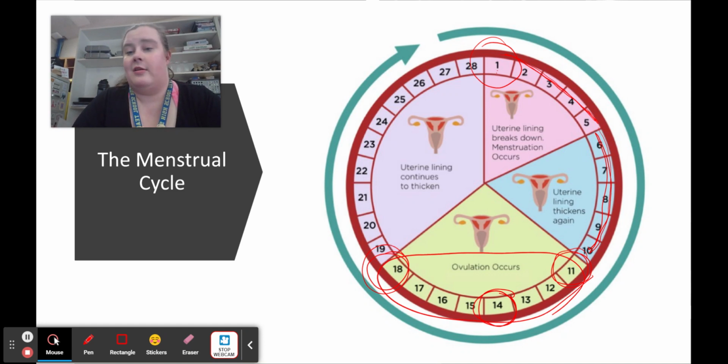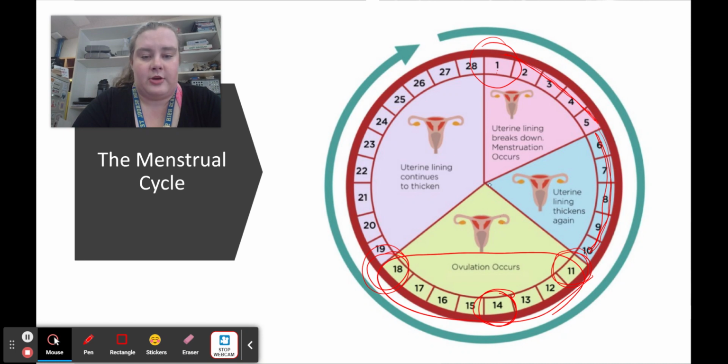Most females do not know when they are ovulating. There are not a lot of signs that will tell a female that she's ovulating. So, some females might get a little bit of back pain or things like that happening, but for most females, they have no idea.